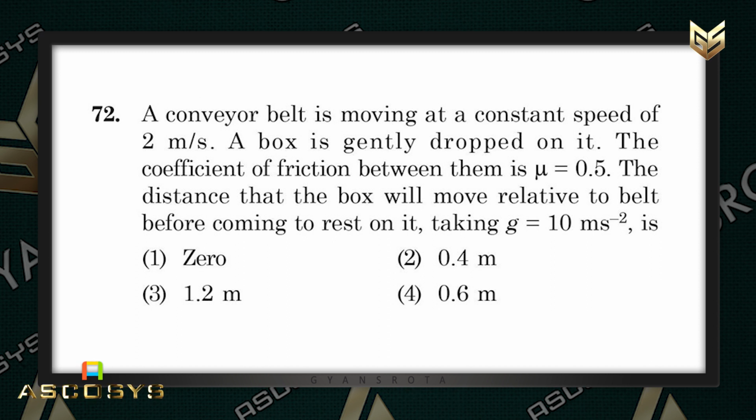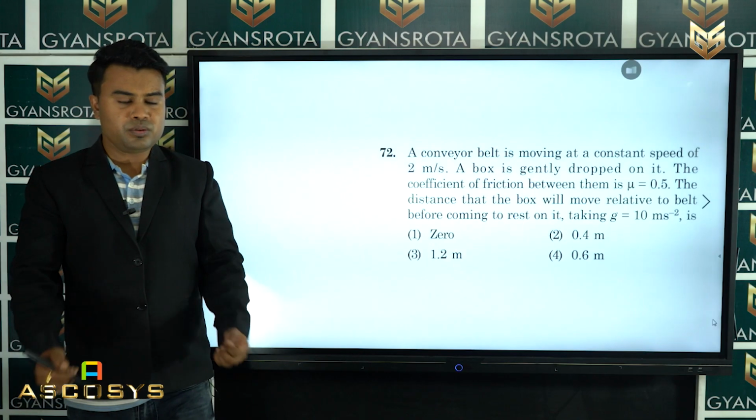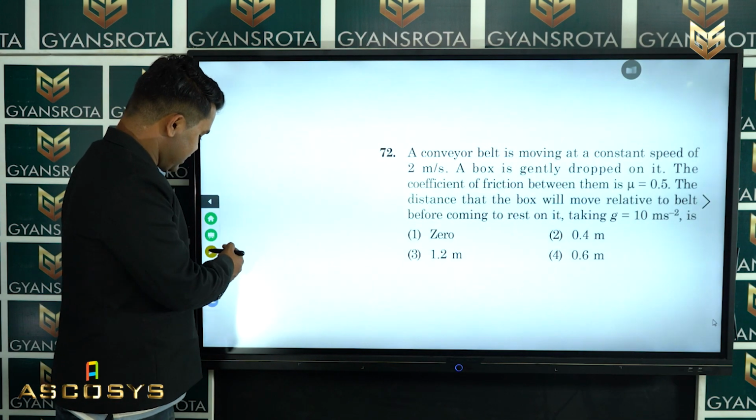The distance that the box will move relative to belt before coming to rest, taking g equals 10 meter per second square. So how you are going to approach? It's a combination of friction as well as the equation of motion you have to use. So what you will do, first you will check for the acceleration.